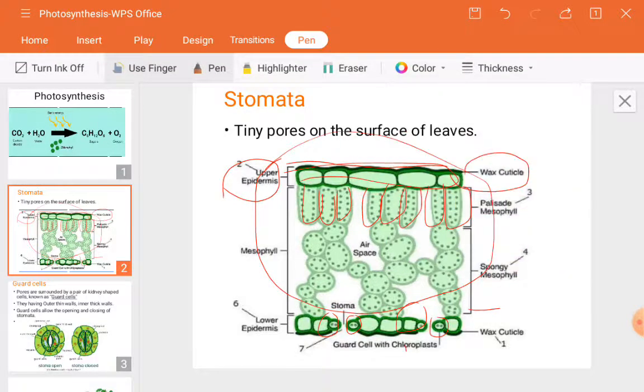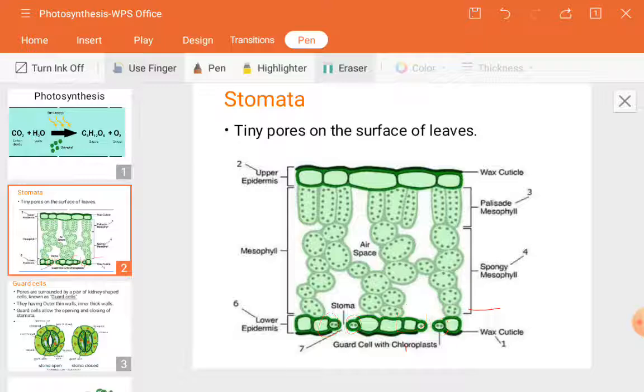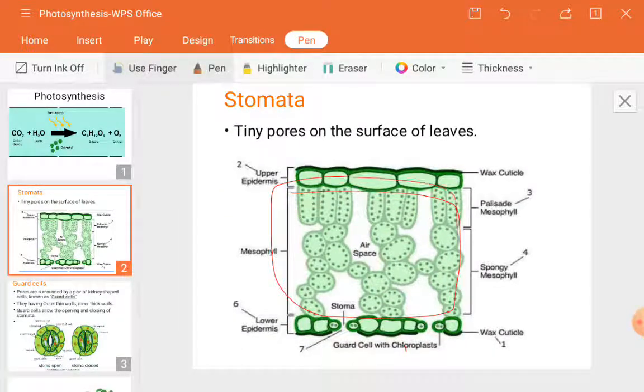Next, let me erase it so you can understand. Some air spaces, and the lower epidermis means the lower layer. The mesophylls are these cells, the tube-like and surrounding structures. Those are the mesophyll cells. It's not necessary for you, but I'm telling you for understanding. This is the actual internal structure of the leaf. You just have to keep in mind where the stomatal cells and guard cells are present and where the chlorophyll pigments are, this much only.